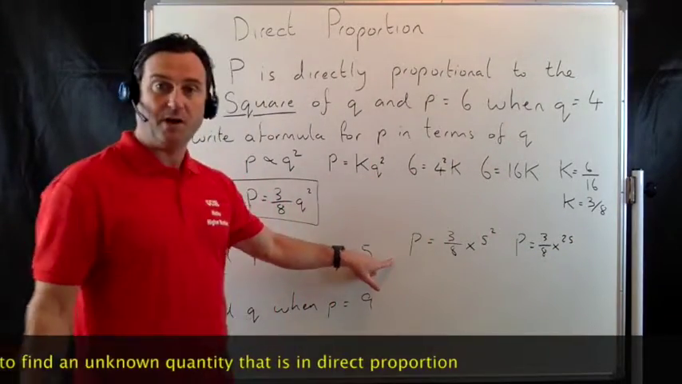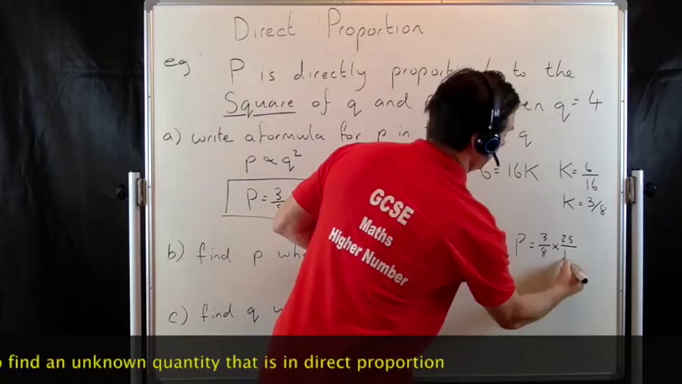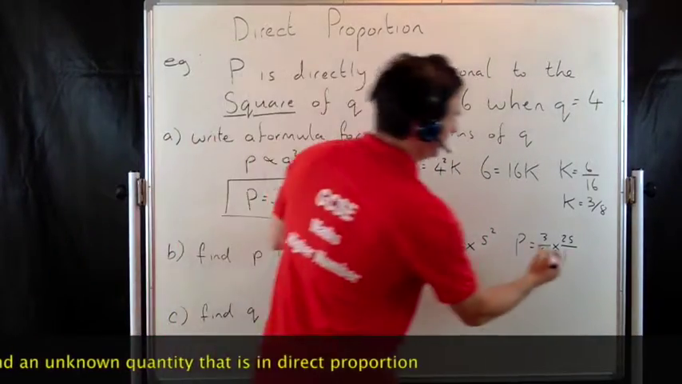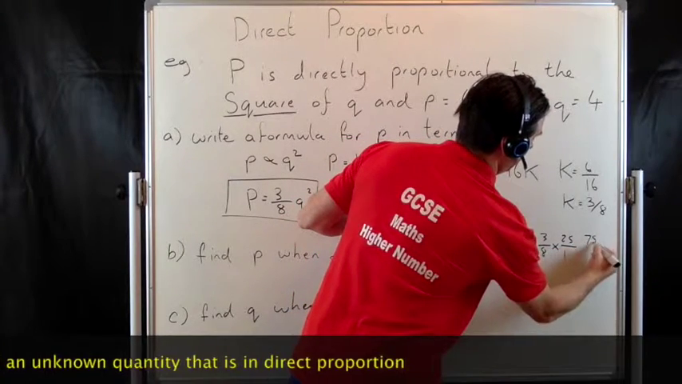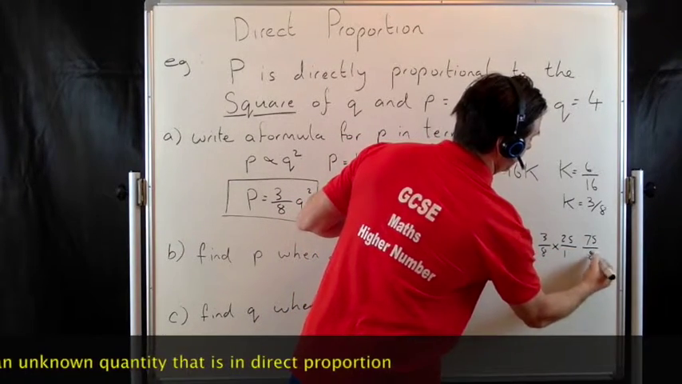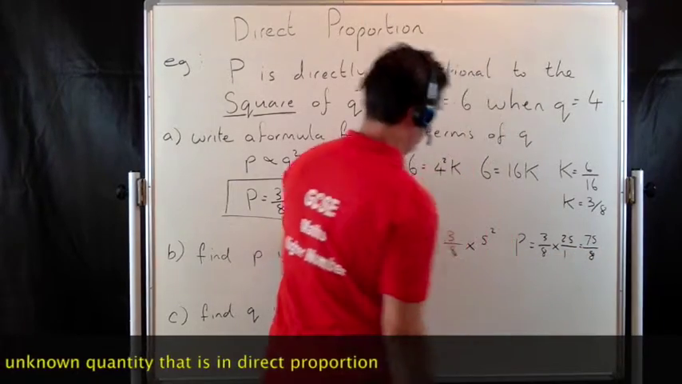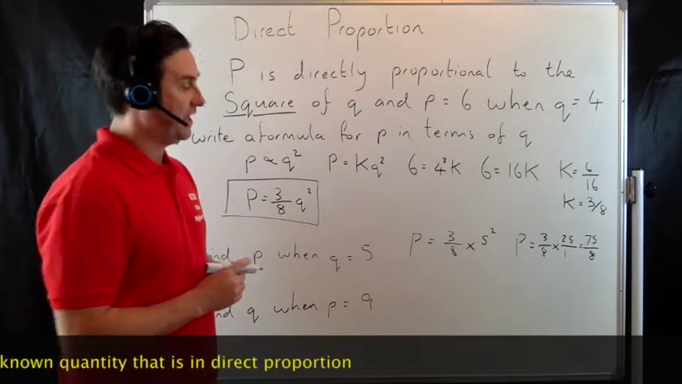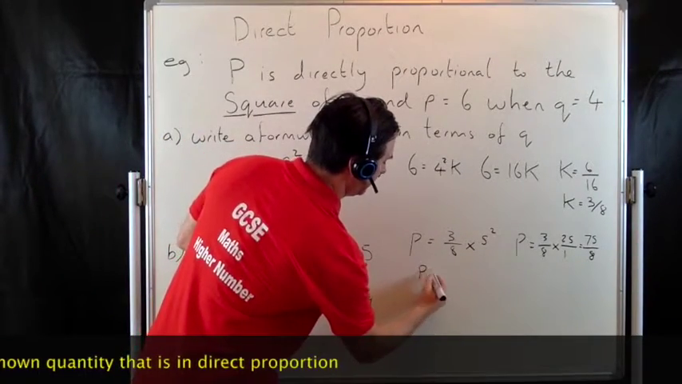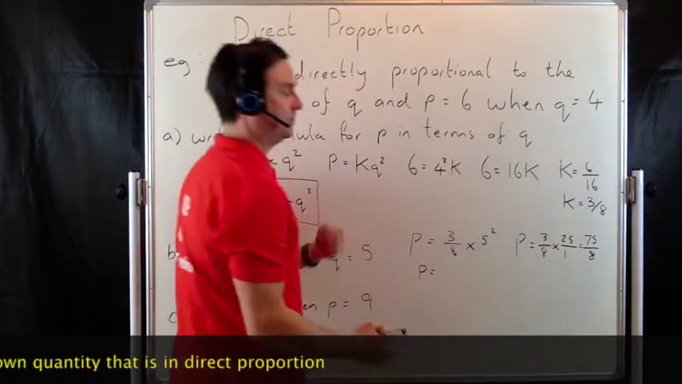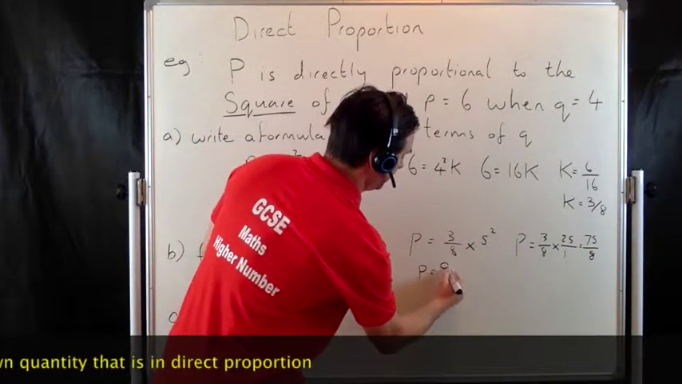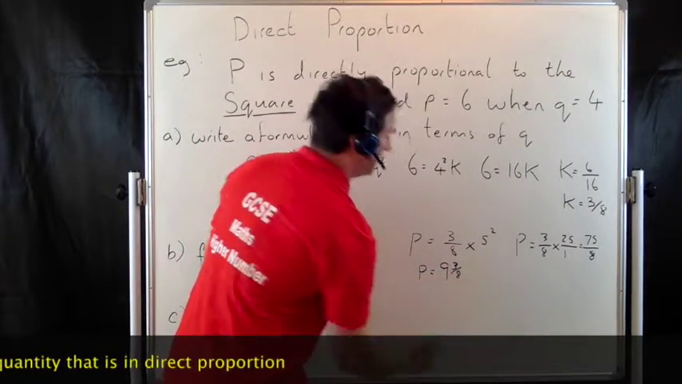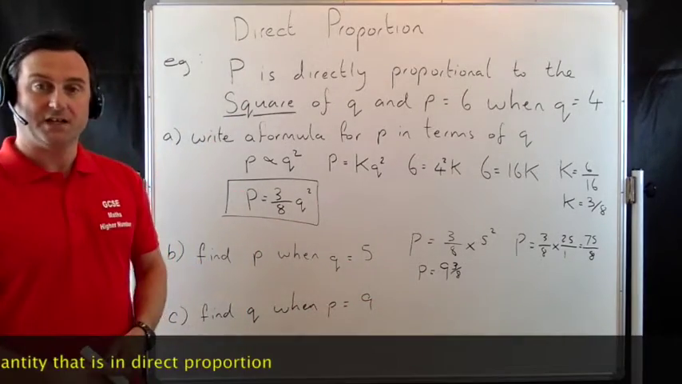And if you remember from part 1, I always like to put the 25 over 1 to make it simpler. Then I just multiply those together. So 3 times 25 gives me 75, and 8 times 1 gives me 8. So our answer for P is 75 over 8. If we want to write that now as a mixed number, 8 goes into 75 9 times. 9 8s are 72, so we've got 3 left over. So P equals 9 and 3/8.